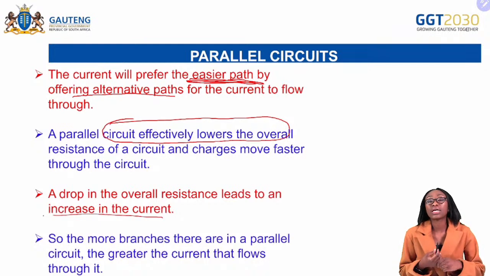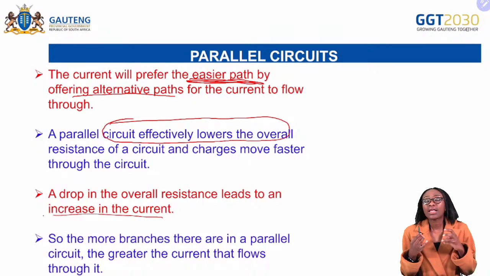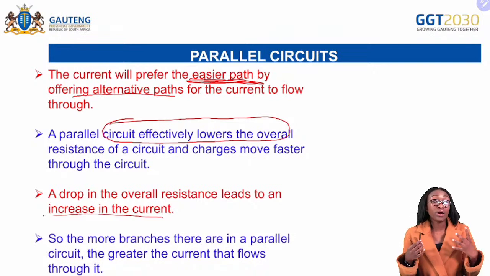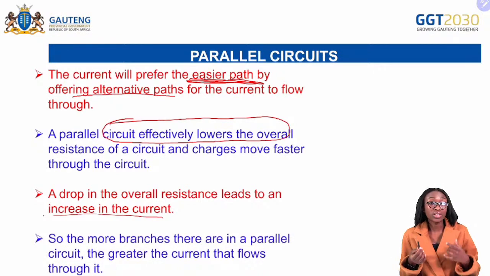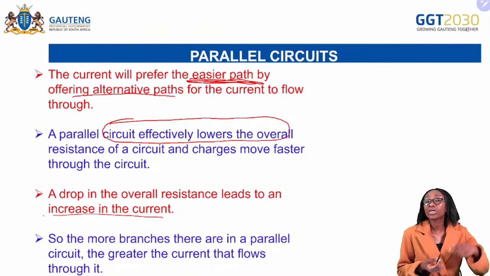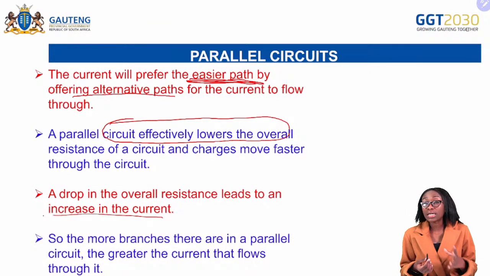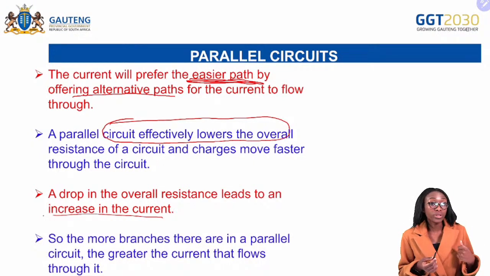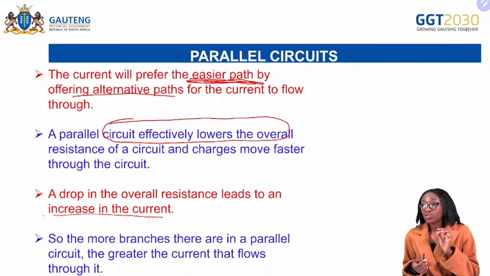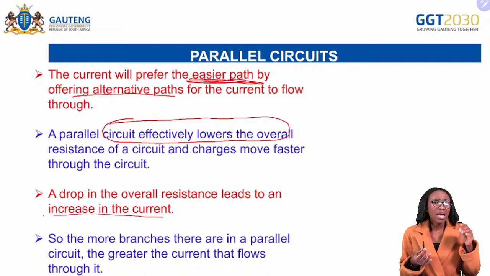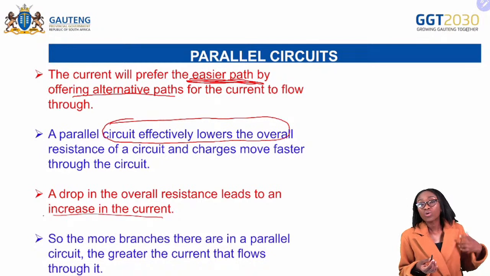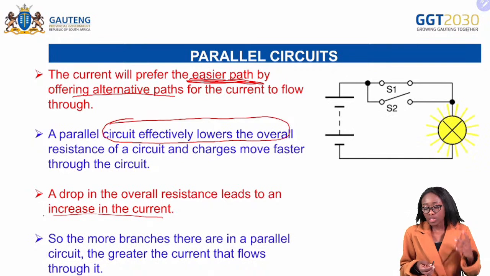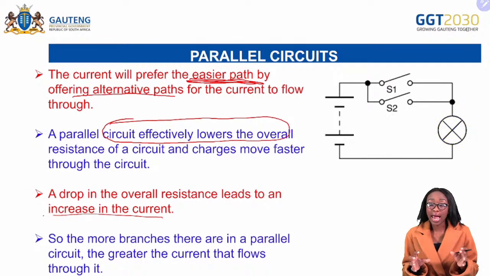You can imagine that at home, all the circuits are arranged in parallel, so that when you switch off the lights in your bedroom, it doesn't affect the lights in the other rooms of the house. They still remain on. When you switch off the switch, plug or mains in one room, it does not affect the electric flow or the electric charges in the other rooms. Now let's look at this diagram here.